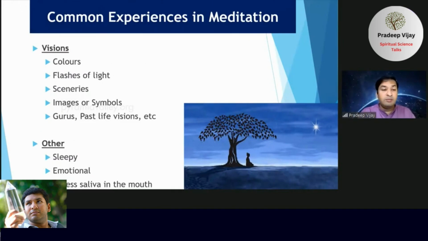Visions. Some people see colors, they see flashes of light, they see some sceneries, images, symbols, gurus, past life visions. They see many, many visions in their third eye region. When the third eye is getting activated, you feel a lot of tingling, you see sparks, you see colors. And then when you receive more and more cosmic energy, you practice meditation more and more, then the visions become more clear. So that's also a very common experience.